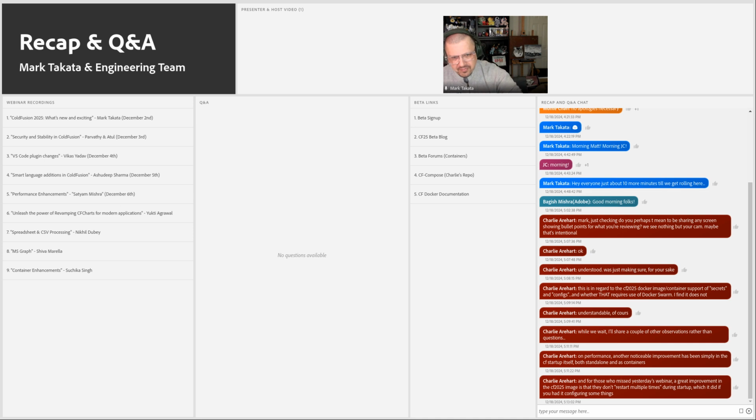And that's a really good point too. Charlie just mentioned that yesterday in the container talk, the images don't restart multiple times during startup, even if you have some configurations. I believe there was maybe one or two places where they still have a restart, but a lot of those were removed, which makes things faster, more efficient, and more effective.